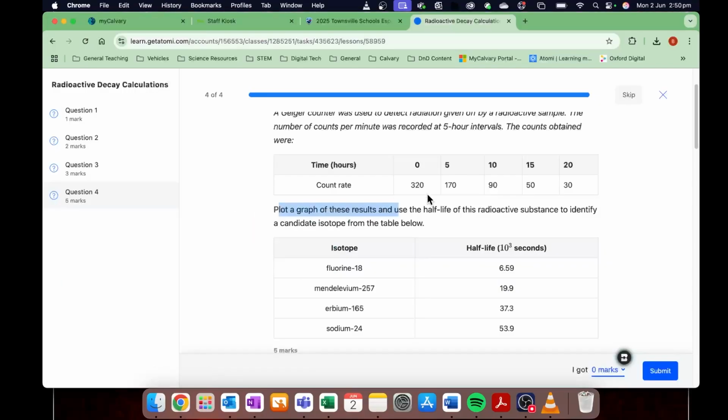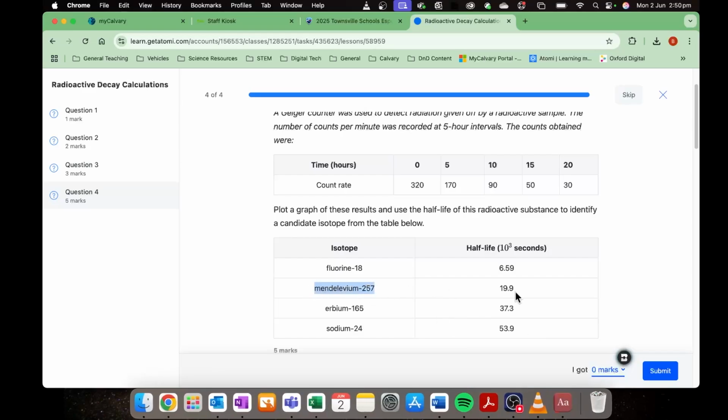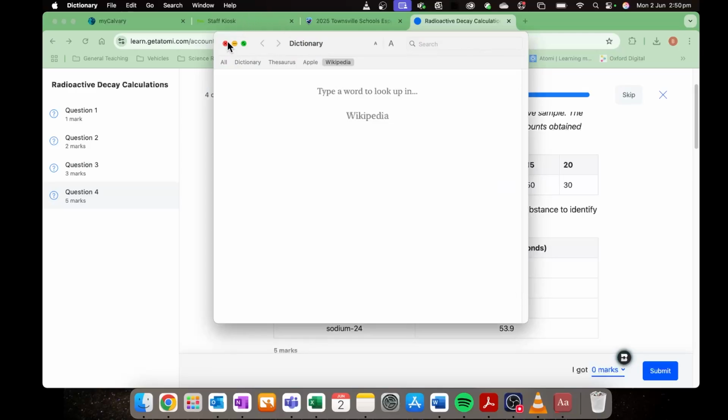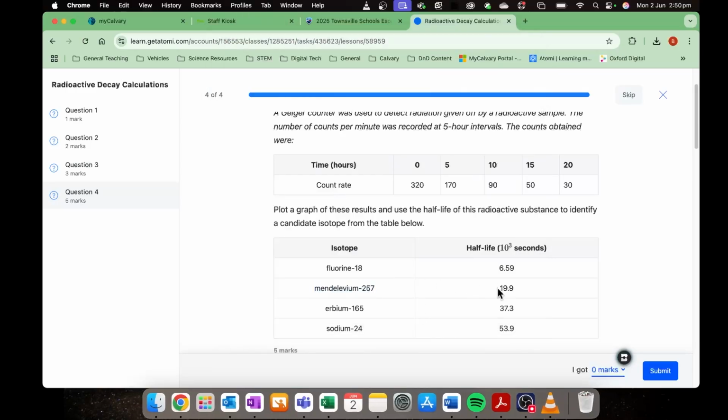So then we're going to go back to our table. We're going to take a look at our isotopes. Let's see, fluorine 18 has 6,600. Mendelevium is 19,900. Erbium is 37,300. Sodium is 53,900. So the only one that really matches our 19,000 is this middle one right here. There it is. And so that has to be our answer.